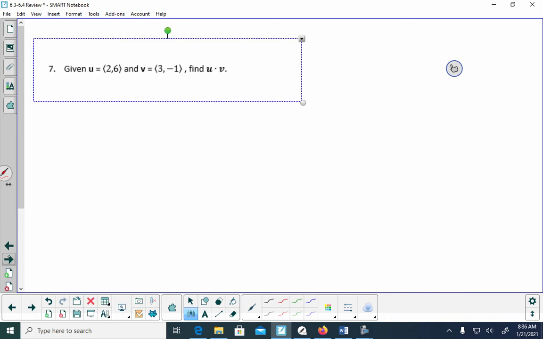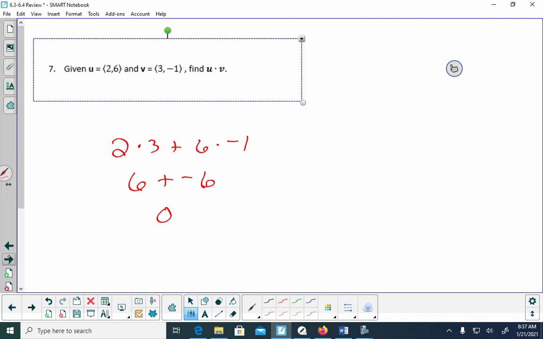Number 7, given that u is equal to 2, 6, and v is equal to 3, negative 1, find u dot v. U dot v means the dot product. So to do the dot product, I'm going to take 2 times 3 plus 6 times negative 1. So I'm going to have 6 plus negative 6, and I'm going to get 0.